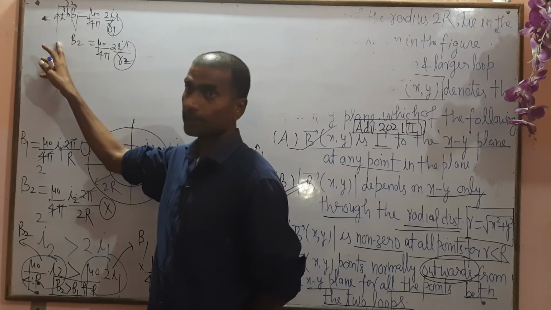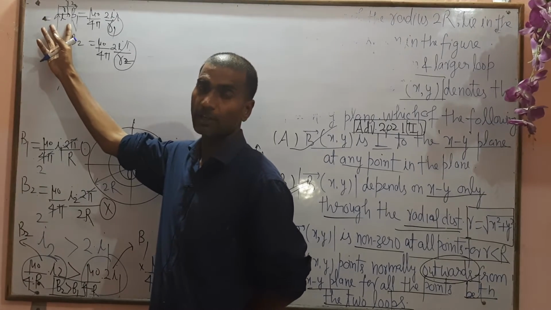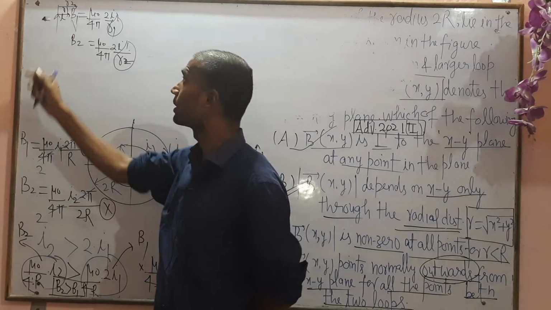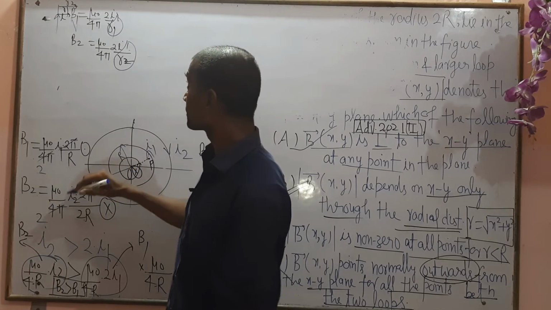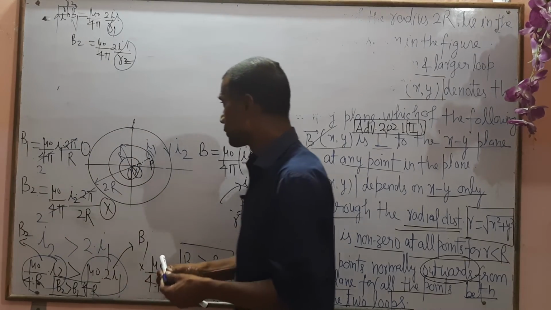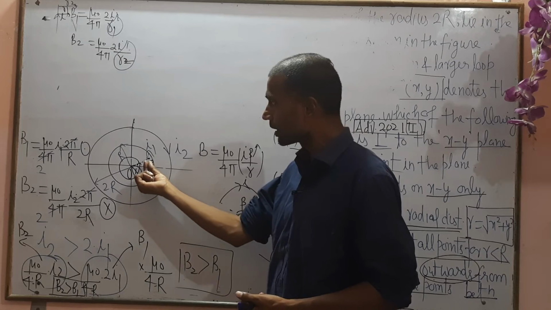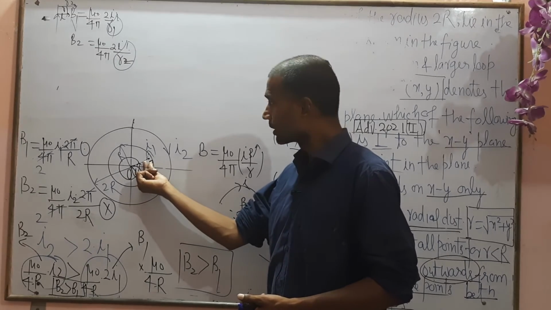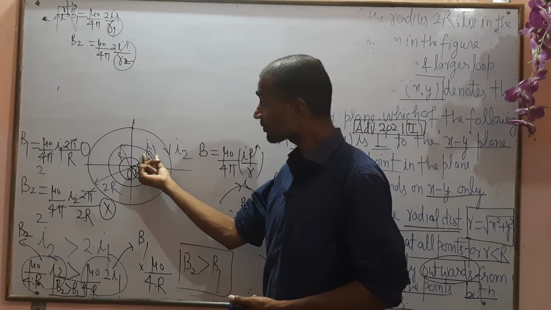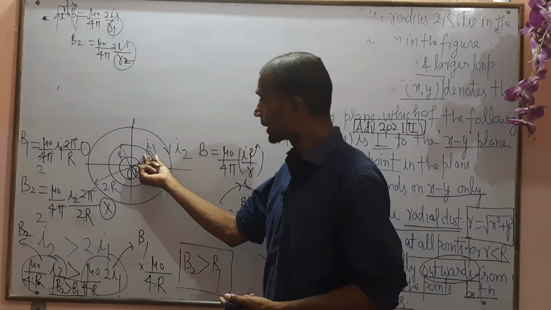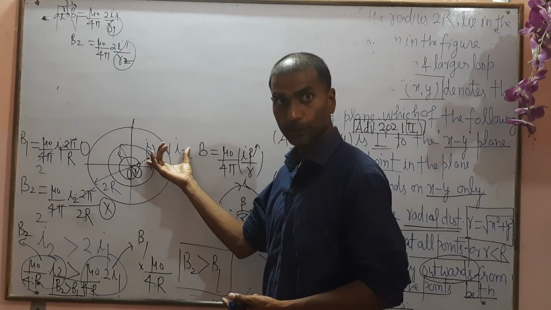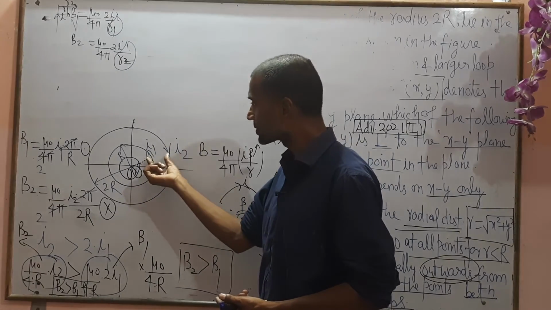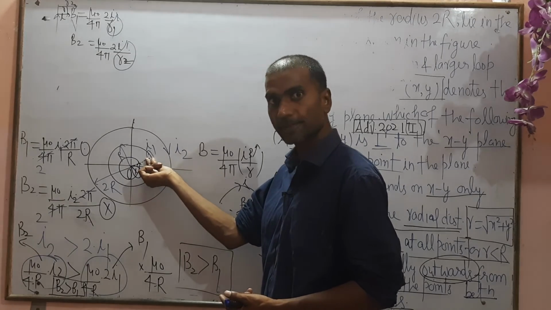मतलब कि जिस वायर के पास में देखें तो मैग्नेटिक फील्ड का मैग्नीट्यूड ज़्यादा होगा। So the magnetic field due to I1 at this point will be greater compared to I2, because this distance is greater and this distance is smaller.